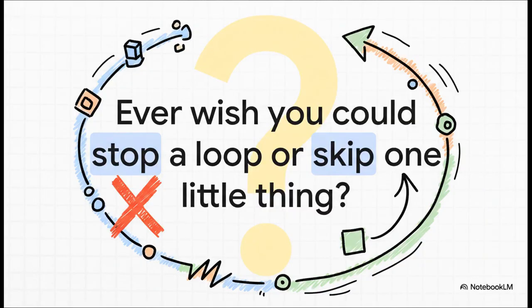So, have you ever been in this situation? You write a loop, it's chugging along through a bunch of items, but then maybe you find the exact thing you were looking for, or maybe you hit some piece of data you just need to ignore. You don't always want the loop to just blindly run to the very end, right? Well, that's exactly where these tools come into play.